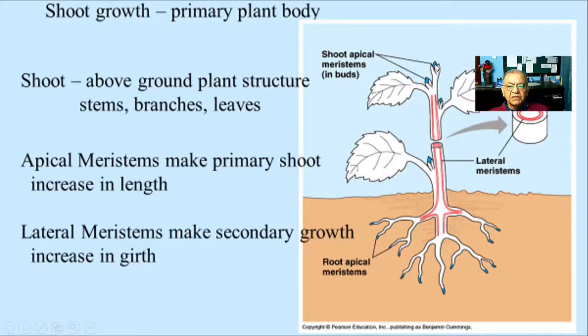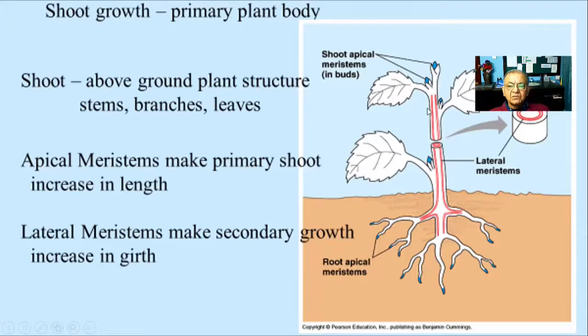This blue thing that you are seeing is the shoot apical meristem. It is present at the tip. It is also present in the axil of the leaf in buds. This is where it is present. So this causes increase in length, and this is the only meristem which is found in the case of herbaceous plants where secondary growth does not take place.